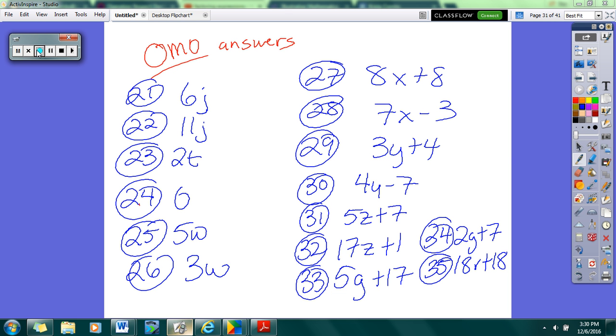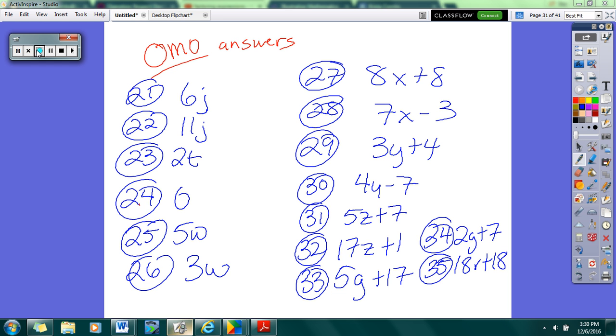25 is going to be 5w. 8w minus 6w is 2w, plus another 3w is 5w. 26 is 7w plus 2w is 9w, and 9w minus 6w is 3w. Number 27, you're looking for a perimeter. I have 6 units plus 2 units, which is going to give me 8 units, and 6x units plus 2x units is going to give me 8x units. So I am left with 8x plus 8. If you put 8 plus 8x, that's okay. 28, I'm going to be left with 7x minus 3. 4x plus 3x is 7x.